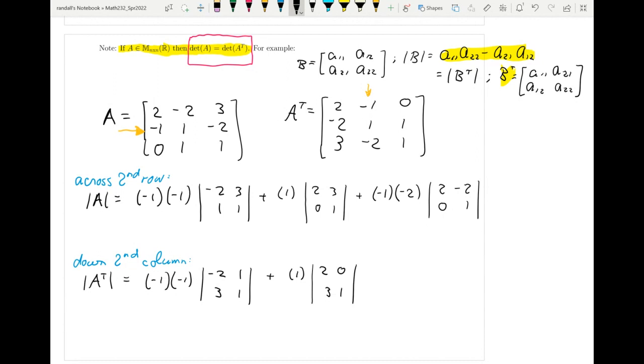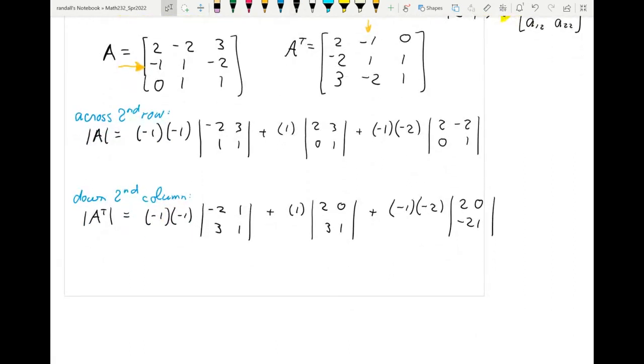And then finally, I'm at the bottom of the second column. So I do pick up a -1 term there. There's the entry in the 3,2 position of my matrix. And the submatrix is 2, 0, -2, 1. Okay, so once I've made a selection of how I'm going to compute the determinant of A using any row or column, then when I go to compute the determinant of A transpose, I'll make sure I choose the appropriate row or column so that I have the same computation as I did for A.